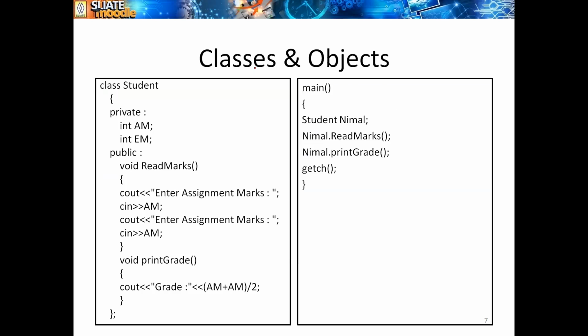Right now, classes and objects, with a practical example. Classes and objects, a very good example. This is a class. How to write a class in C++? Class is a keyword, spelled C-L-A-S-S in simple characters, followed by the class name.